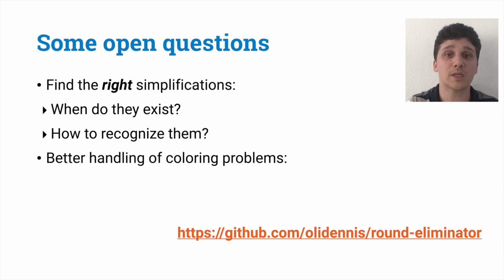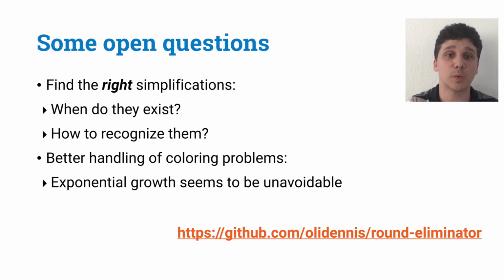Then another open question regards coloring problems. For such problems, it really seems that the growth in the description complexity of the problems is fully exponential. And it seems that if we try to perform any kind of simplification, we don't get anything useful. So maybe finding a compact way to describe the intermediate problems could be useful.